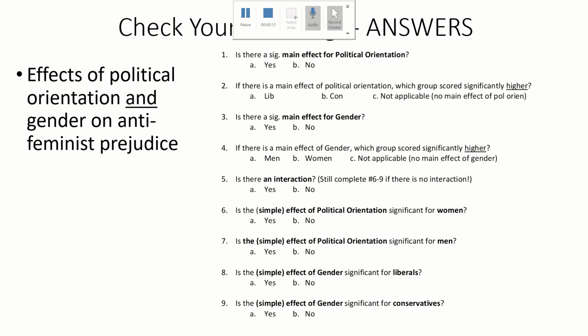Here, we are going to go through the Check Your Learning exercise for our two-way between subjects ANOVA, looking at the effects of political orientation and gender on anti-feminist prejudice. Again, my goal here for Two-Way ANOVA is not to test you in writing up a full two-way ANOVA, but to help you understand what's going on in the analysis, so you can answer a series of questions like these, 1 through 9. Hopefully you went through and were able to answer these questions, and we'll check if you got them right.